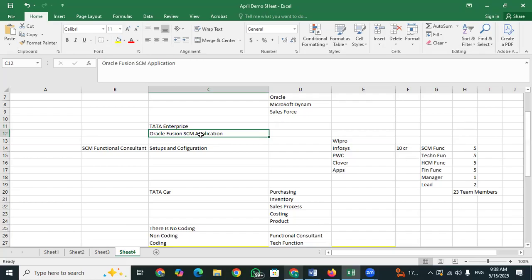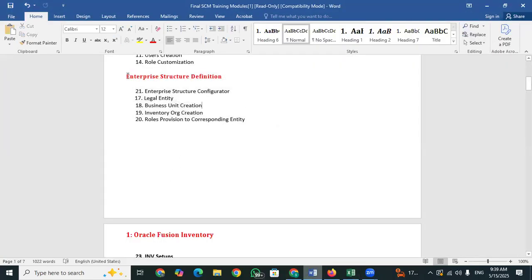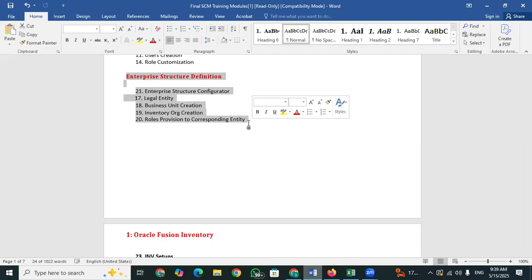In the same structure, we establish it in the application, and that is called enterprise structure. Once we set up the enterprise structure, only then can we make transactions at the application level. In IKEA, ABCD locations are there. In the same locations, you need to set up in the application also. Otherwise, how can the system behave?